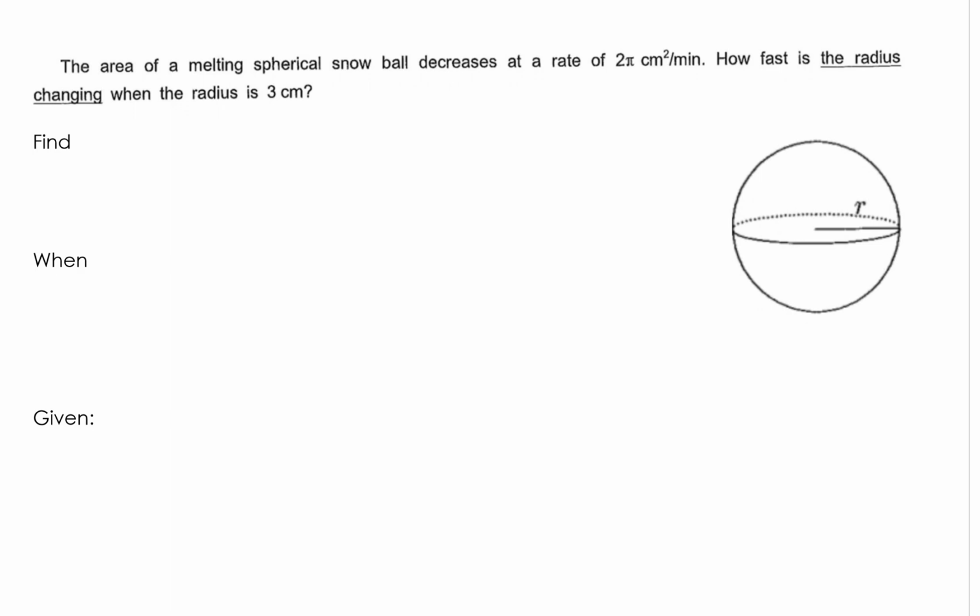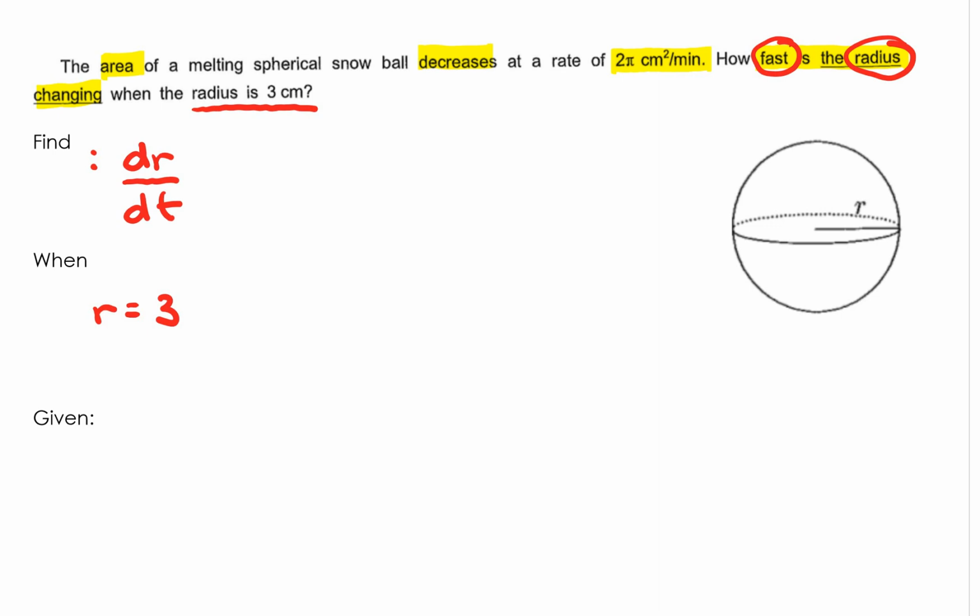In this question, I have a spherical snowball. The area of a melting spherical snowball decreases at a rate of 2 pi centimeters squared per minute. So that's the area that's decreasing, right? And I want to find out how fast the radius is changing. So keyword, how fast is the radius changing? So I need to find dr over dt, and I want to find that exactly when the radius is equal to 3. The rate given to me starts with the number 2 pi, and the units are centimeters squared per minute.